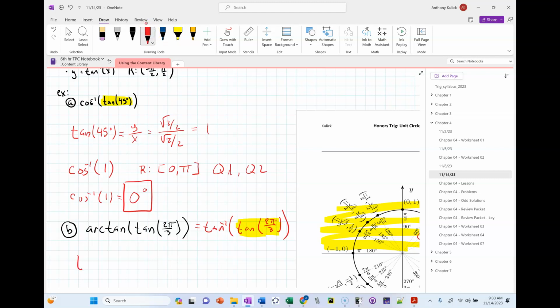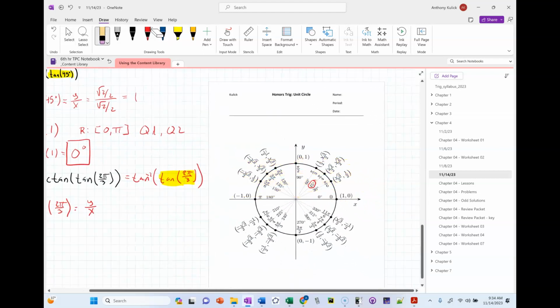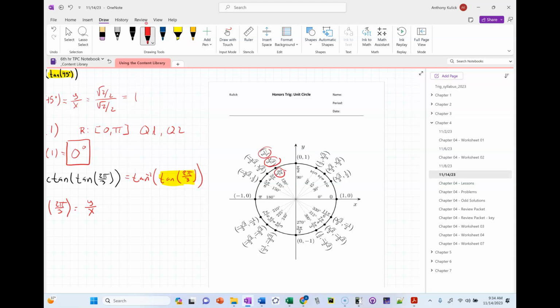So just like before, we're going to start the same way. I recognize 2 pi over 3 as a unit circle value. So I'm going to go to my unit circle, locate 2 pi over 3. So y is root 3 over 2, and x is negative 1/2.